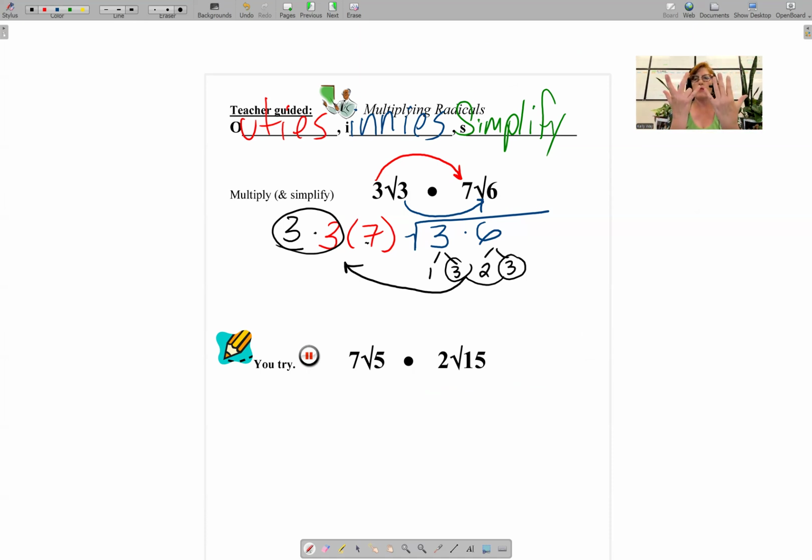Actually, since this is reverse, it should be like this, 63. 9 times 7, 63. So we have 63 and then root 2, and you're done. Ta-da! Outies, innies, simplify. This one, pause the video, do it yourself.